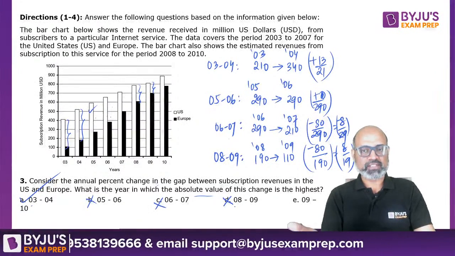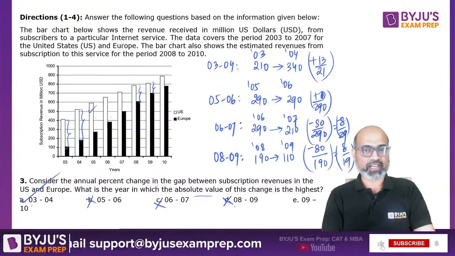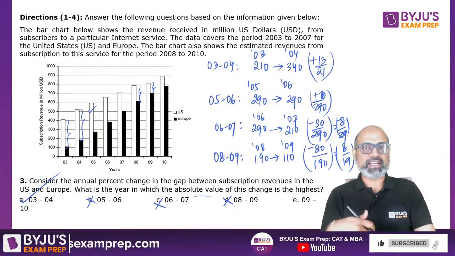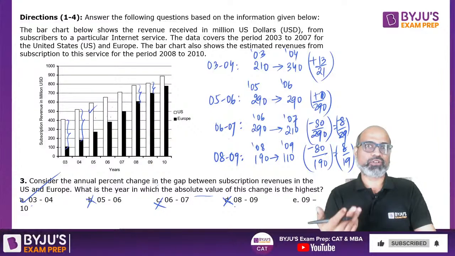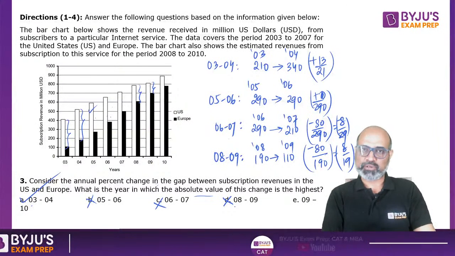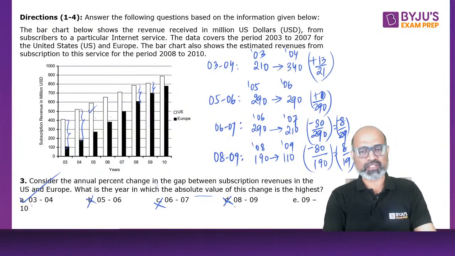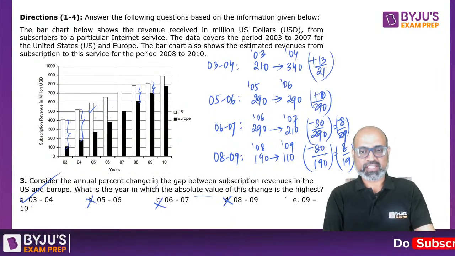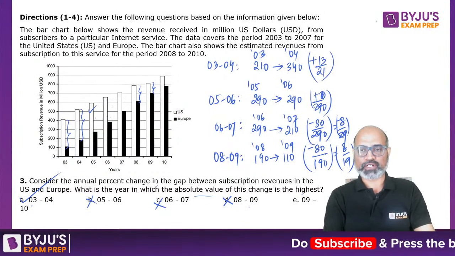And if you look at 2008 to 2009, it's 8 by 19. So 19 is your denominator and 8 is the numerator. The numerator is less than 50% there. So it's less than 50%. So we want the highest. So this is also not going to work out.